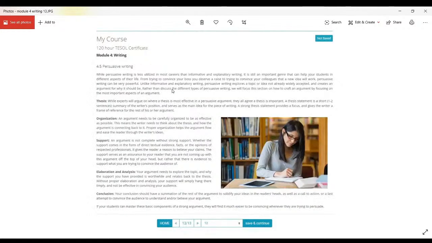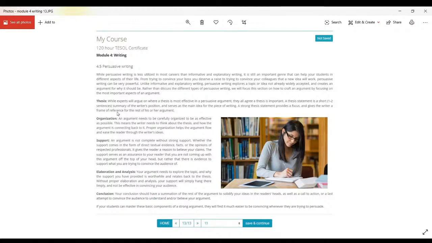So, last page na tayo ng Module 4, Writing. This is the last part, persuasive writing. While persuasive writing is less utilized in most careers than informative and explanatory writing, it is still an important genre that can help your students in different aspects of their life. So what are the examples? Or what are the different types of persuasive writing?